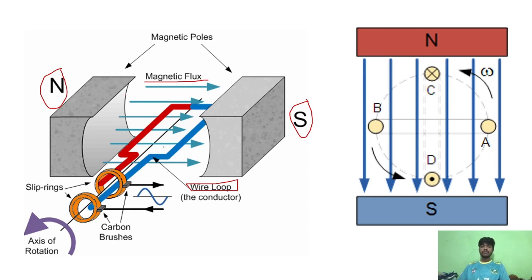So when the wire loop is placed in between the North and South poles, and this wire loop cuts the magnetic field, it induces some electromotive force. The electromotive force is induced within the conductor, within the loop, and it leads to the generation of the AC current. So here you can see.